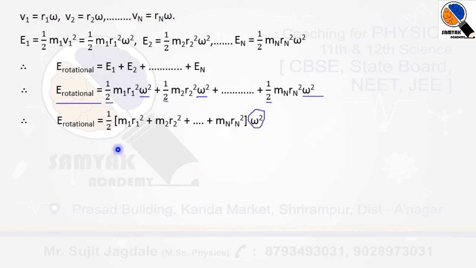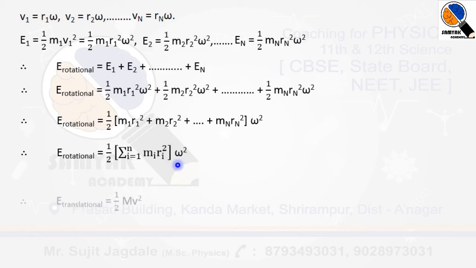Okay, so we get E rotational is equal to 1/2 [m1r1² + m2r2² + ... + mnrn²] ω², with ω² outside the bracket. Now inside the bracket, the addition is converted into summation, i equals 1 to n, mi ri². So 1/2 as it is, inside the bracket summation i equals 1 to n mi ri², outside the bracket ω² as it is. So we get E rotational is equal to 1/2 summation i equals 1 to n mi ri² ω².